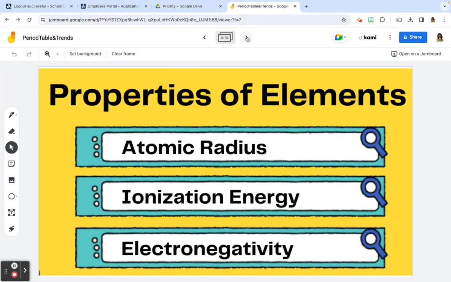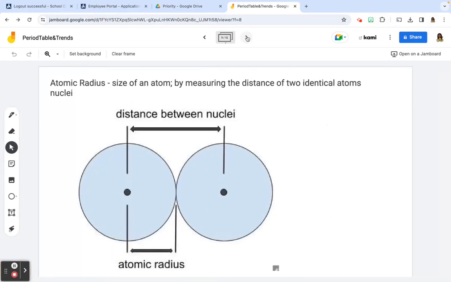Look at properties of elements. Three in particular: atomic radius, ionization energy, and electronegativity. Let's start off with atomic radius. Atomic radius is just as it sounds, it's the size of the atom.